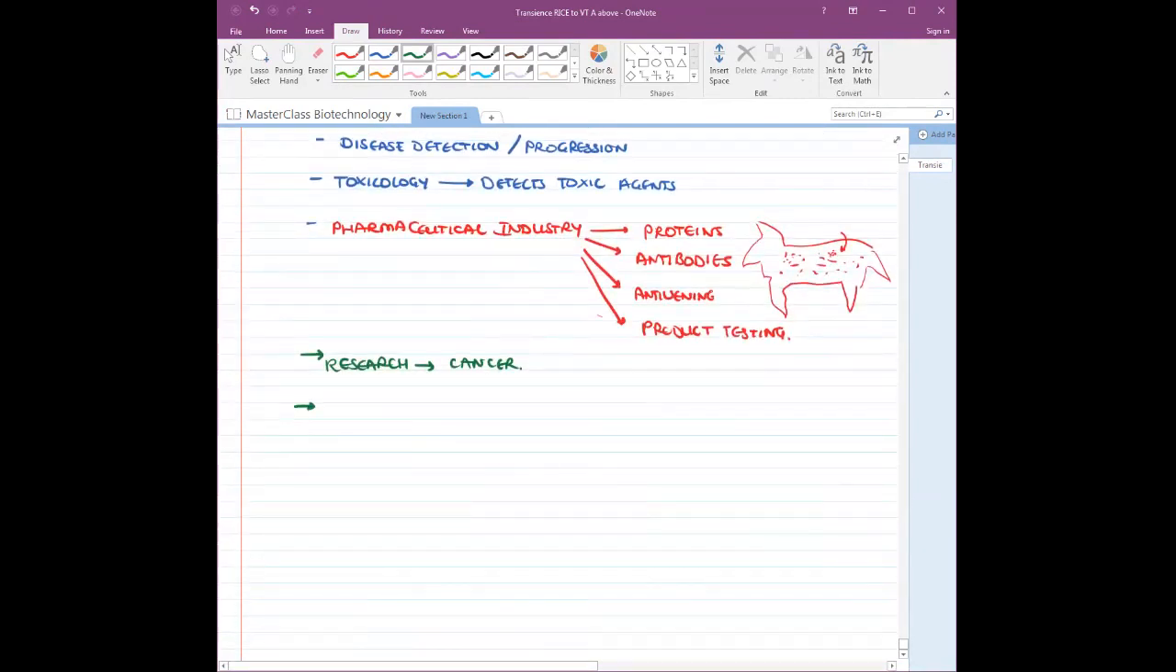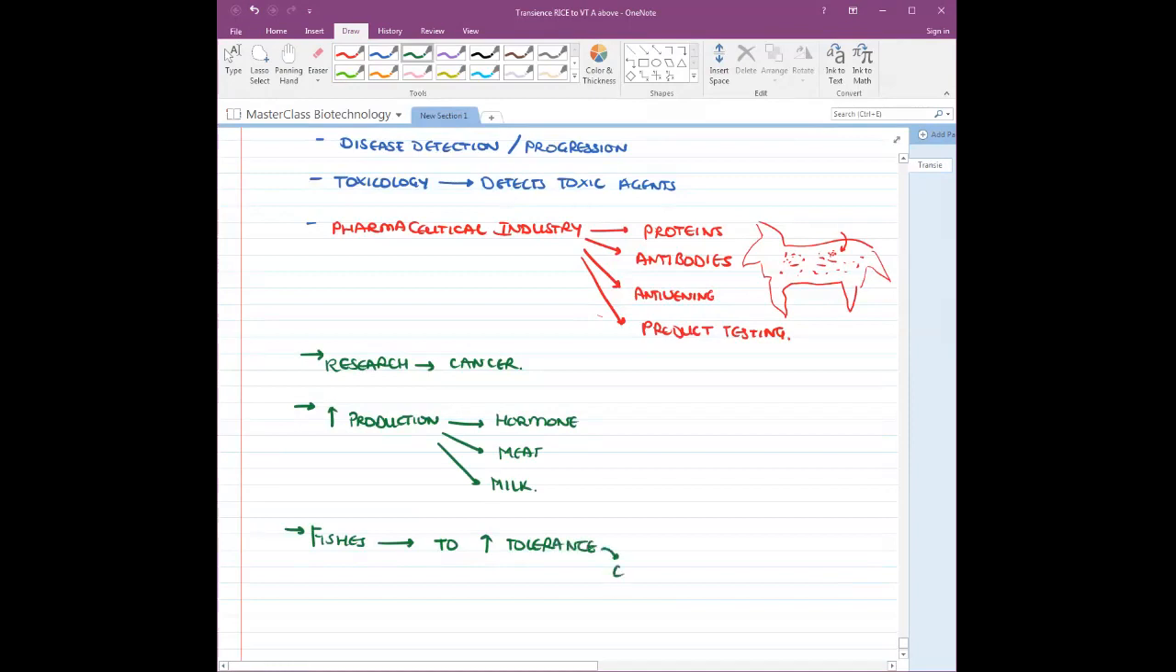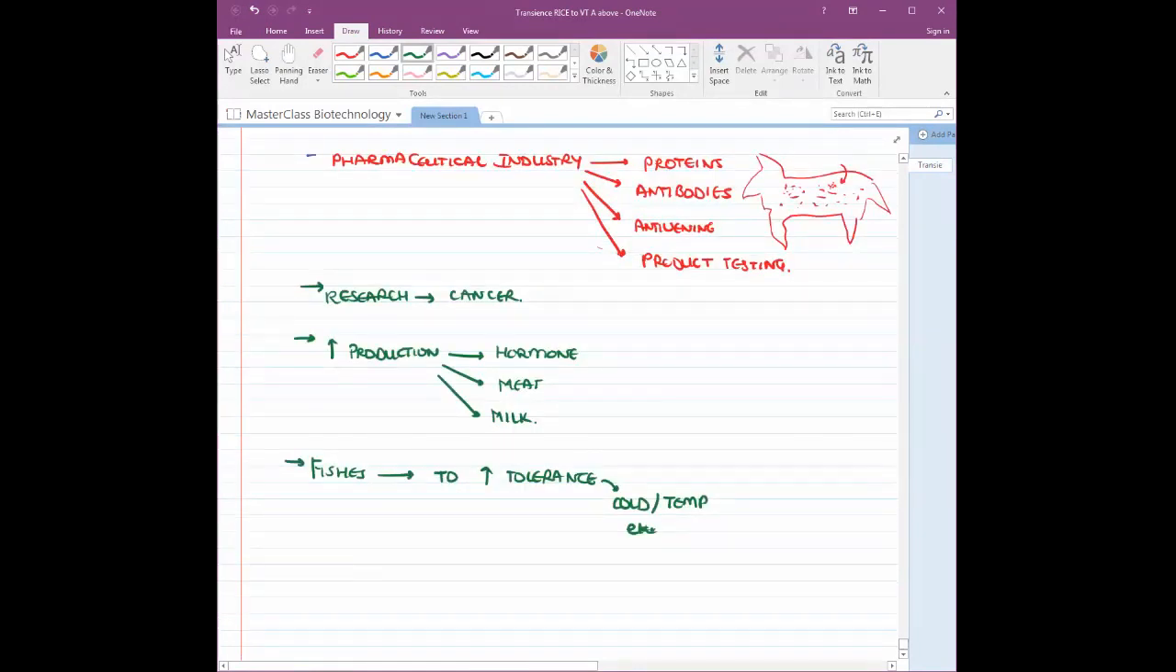We can also increase production of other things. Production of what? Production of hormones. Second, we can increase production of meat. We can increase production of milk as well, guys. We can do this with fishes as well. If we do this with fishes, we are going to increase tolerance to their environment, that means whether it is cold or hot temperature, etc. So it is like adjusting it to the external temperatures.